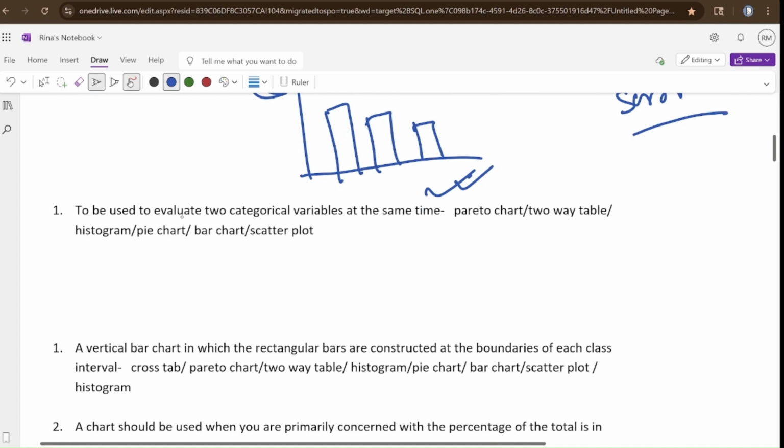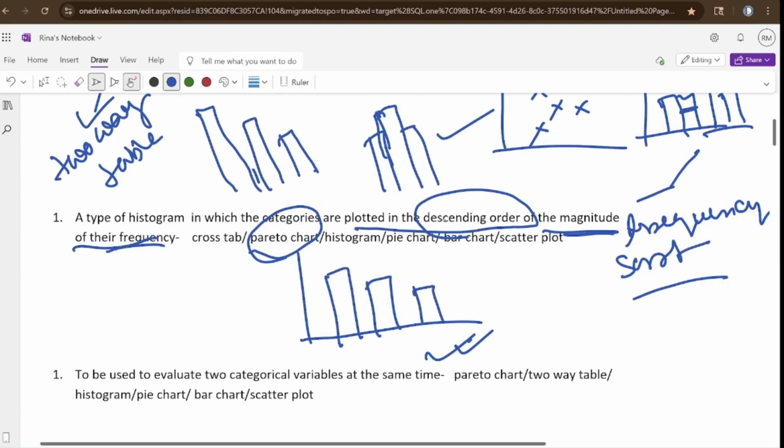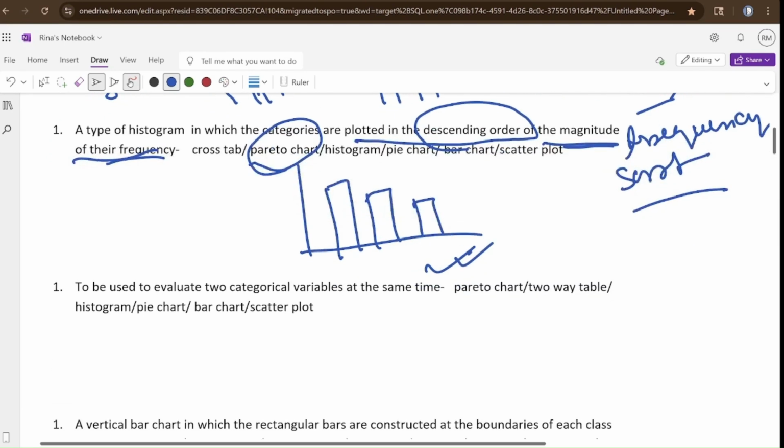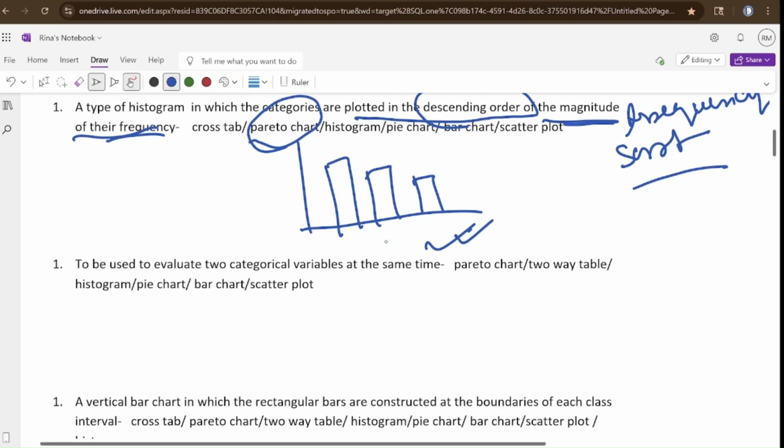To be used to evaluate two categorical variables at the same time. I have already discussed this. Two categorical variables at the same time. That is two-way table. Right? This one. Categorical variables. So our answer is two-way table or crosstab, whatever your option is.